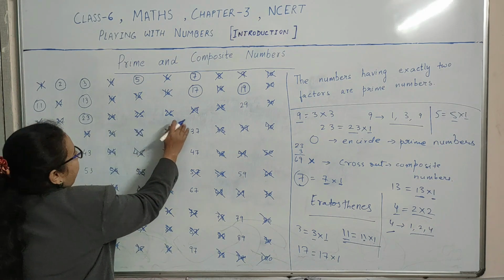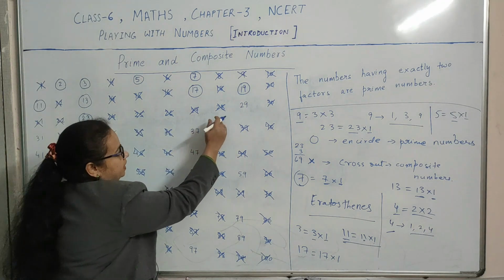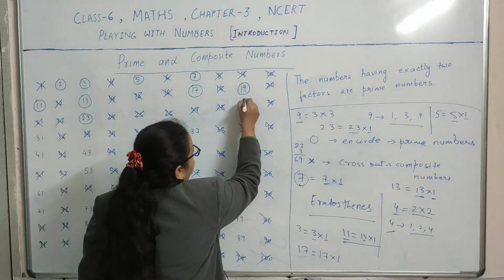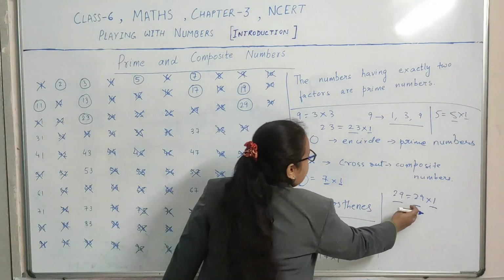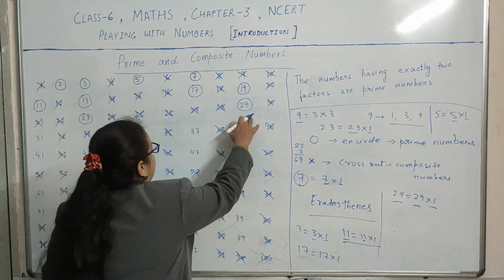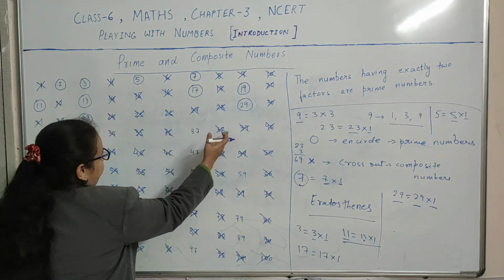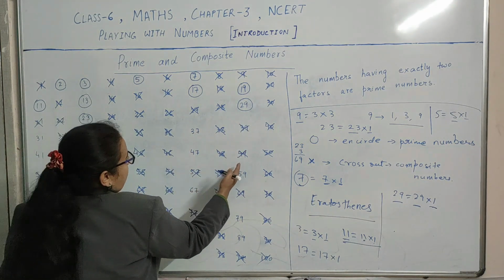Next 24, 25, 26, all numbers are already crossed out. 29 is left, which is a prime number. It has only two factors, 29 and 1. It is a prime number. What are the multiples of 29? It is already crossed out.